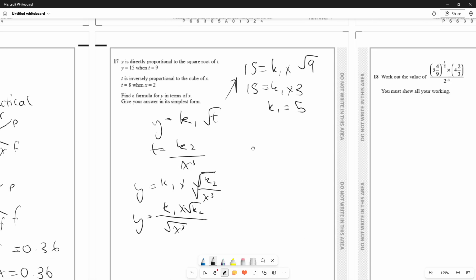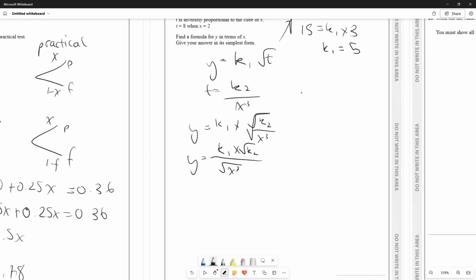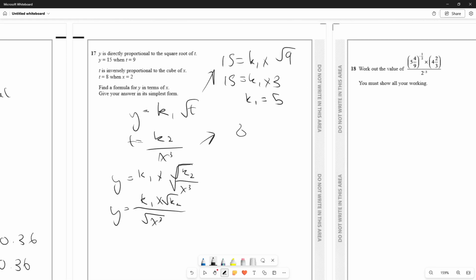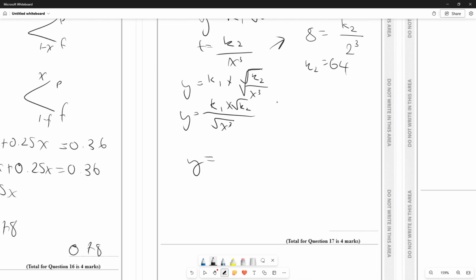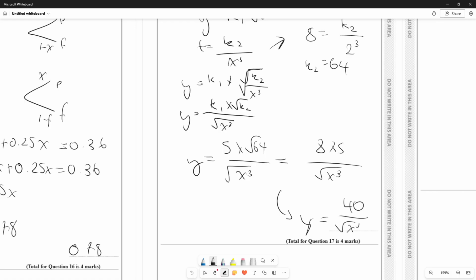Okay. Let's plug that in here. So K1 is 5. Let's also figure out K2 before we do that. T, so 8, is equal to K2 over 2 cubed. So K2 would be 8 times 8. So K2 is equal to 64. Now you can plug these in. Y is equal to 5 times the square root of 64 over the square root of x cubed. Complete mess, but whatever. Which is equal to 8 times 5 over the square root of x cubed. So y is equal to 40 over the square root of x cubed, and that will be your answer.